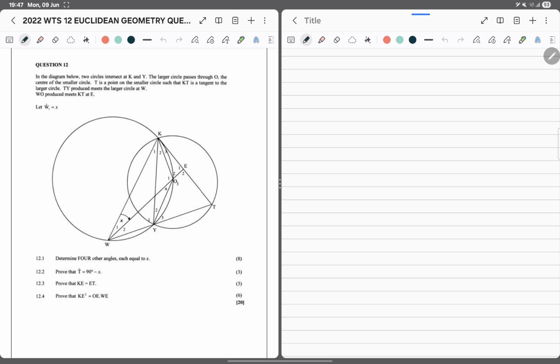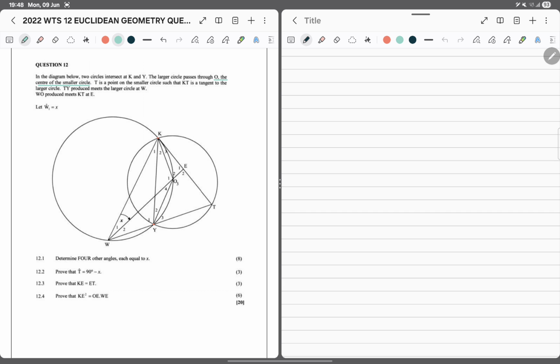Now let's have a look at question 12 on Euclidean geometry, which marries grade 11 and grade 12. So we read the statement given in the diagram below. Two circles intersect at K and Y. We can see there's point K and there's point Y. The larger circle passes through O, meaning O in the larger circle is a point at the circumference. But now this O is the center of the smaller circle. Very important piece there to note.